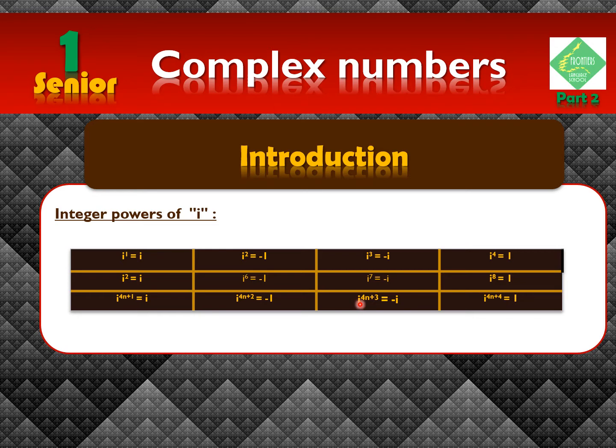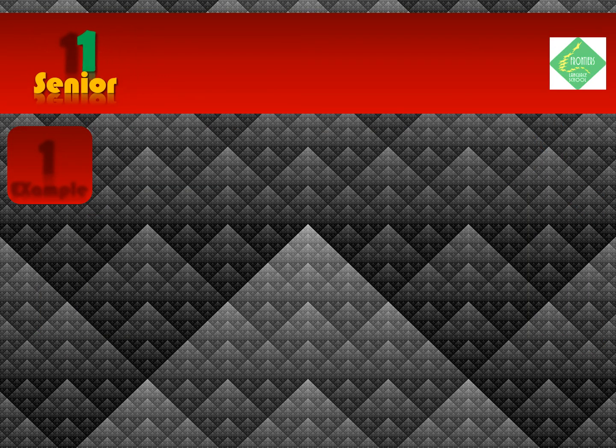Here, what about I power 4n plus 3? Of course, it is composed of I power 4n multiplying by I power 3. What about I power 4n? Multiples of 4, so it equals 1. And what about I power 3? I power 3 is negative I. So I have 1 multiplying by negative I, and the result is negative I. Let's take an example.